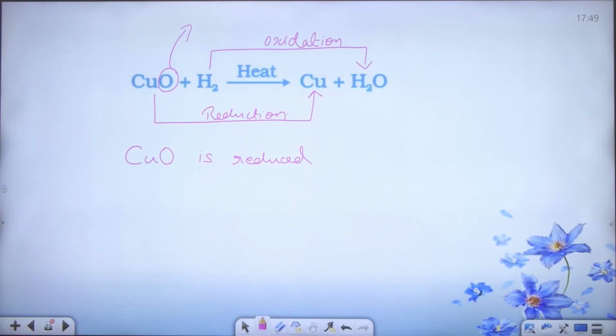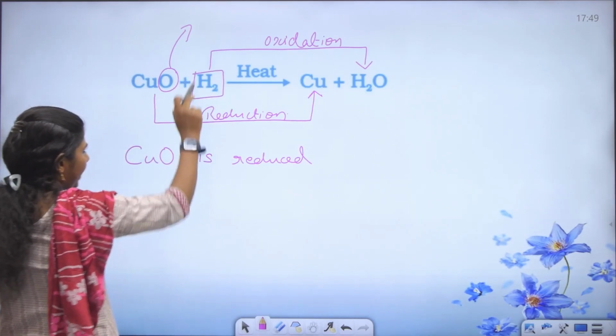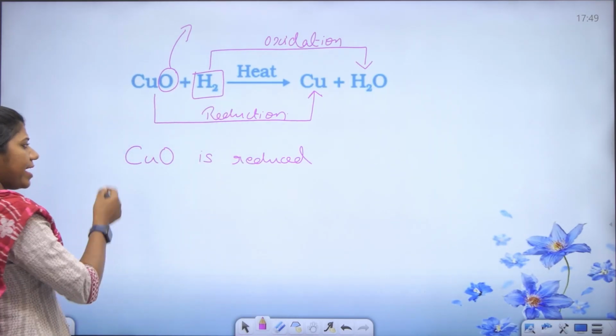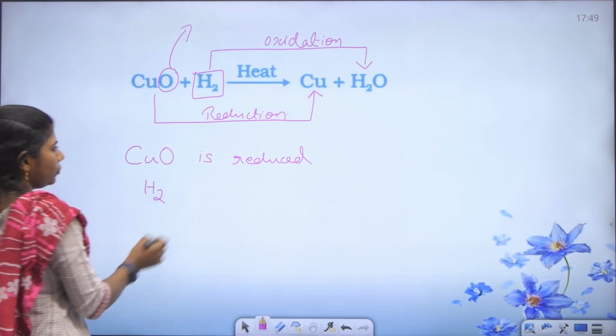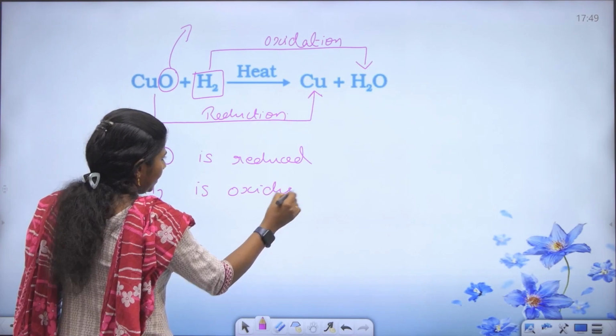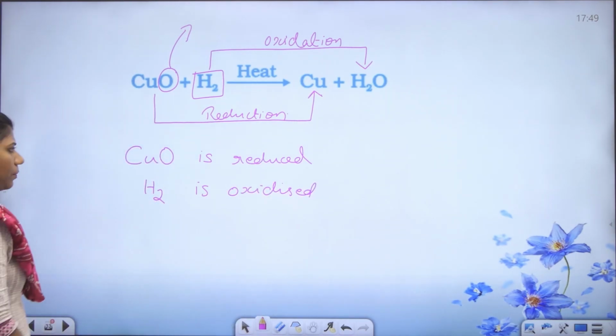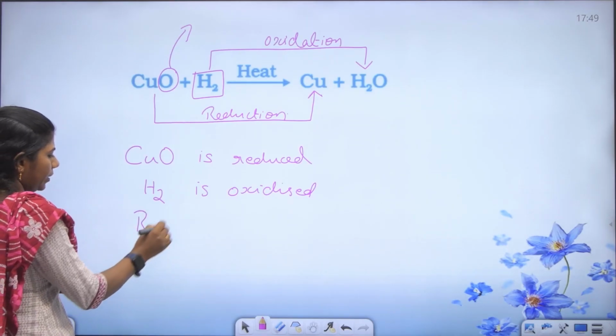Oxidation is addition of oxygen or removal of hydrogen. Here oxygen is added, so the process is oxidation. And the oxidized species: which one is oxidized? Yes, correct, H2 is oxidized, not H2O. The oxidized species is H2. And the reduced product, if they ask for the reduced product.